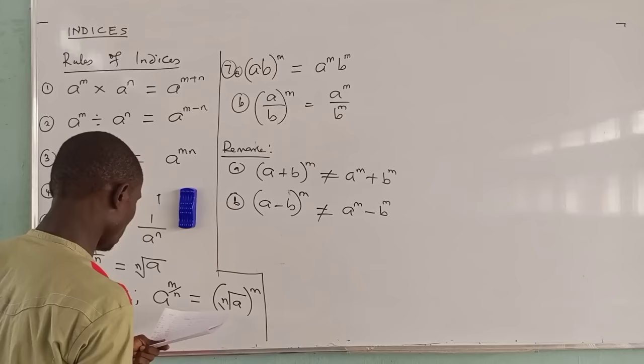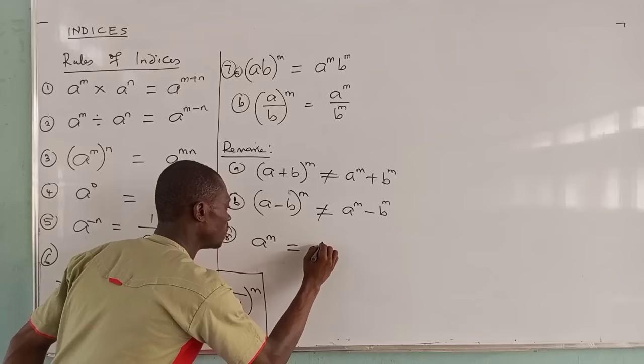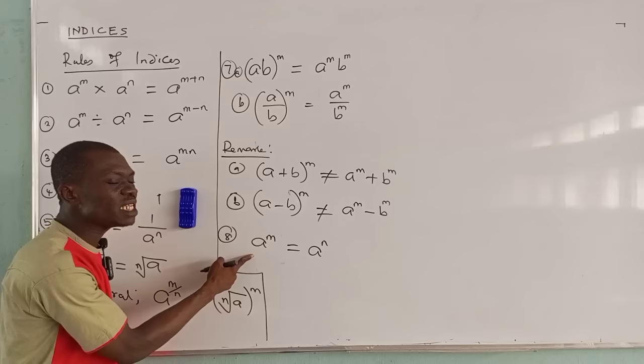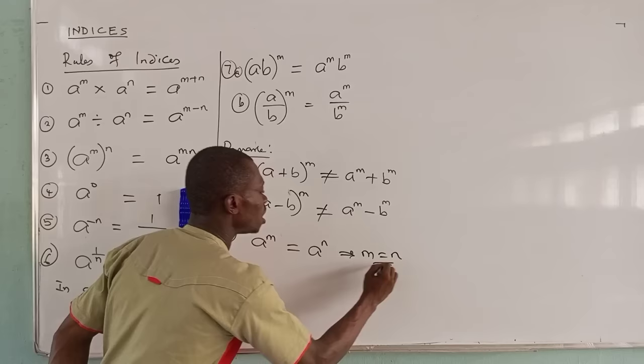And then the last rule we are going to see here is that if I have a raised to power m equal to a raised to power n, that means two numbers in index form having the same base, and they are equal, then their powers must also be equal. Please take note of this.